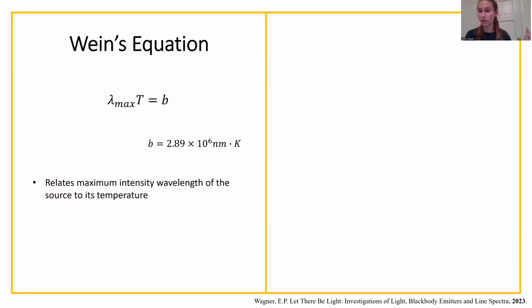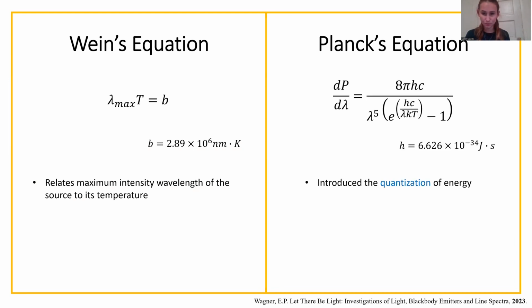So we are going to model our spectra in 2 ways. First is using Wien's equation to calculate the temperature of the sources, and this relates the maximum intensity wavelength of the source to its temperature, using b, which is Wien's proportionality constant.